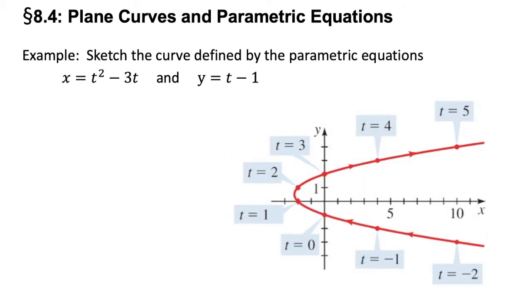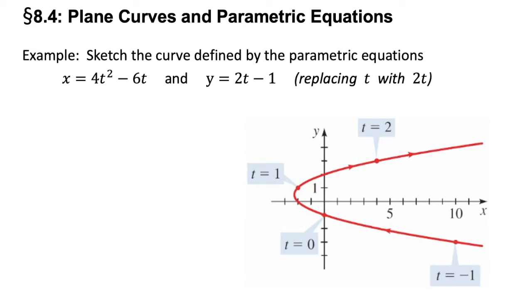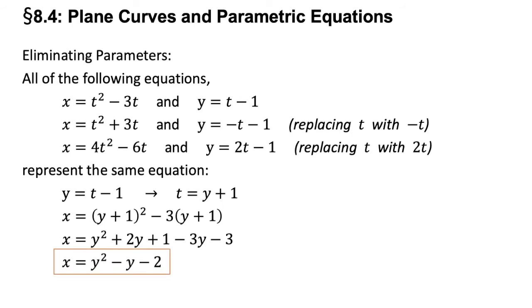Let's replace t with 2t. We get a different set of equations, and note that all three equations have the same graph with different values of t. If we solve y = t - 1 for t and substitute it into x = t² - 3t and simplify it, we get x = y² - y - 2.